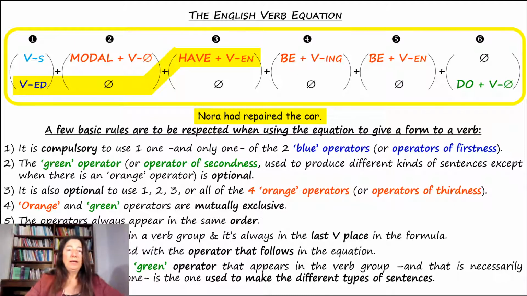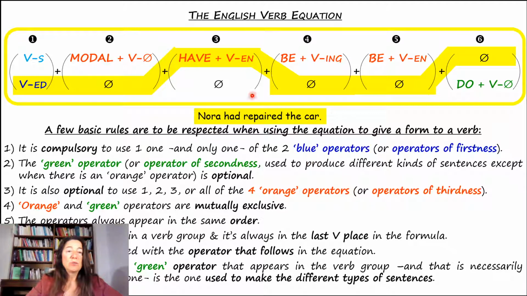Therefore, we need to highlight this operator because it's part of the verb formula. And then, do we have be plus VING? No, we don't. We have the simple form, the symbol of which is 0. And then we have the active voice, right? Not the passive voice that we will add in a minute.